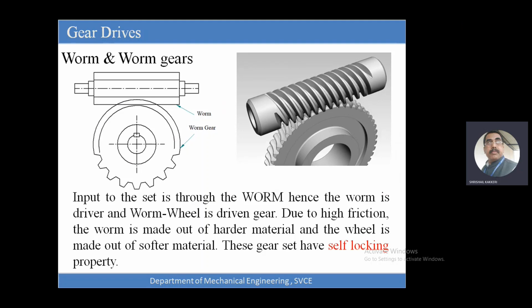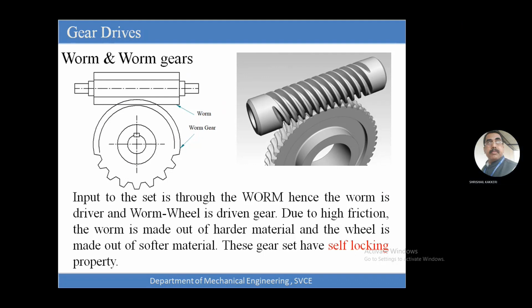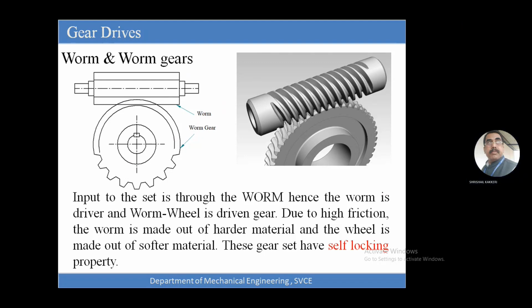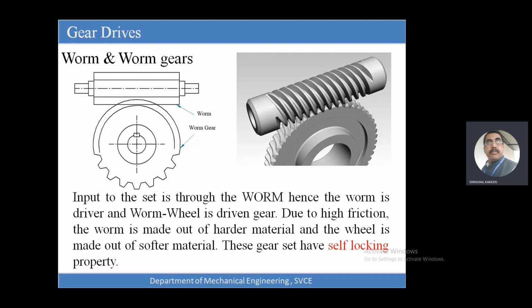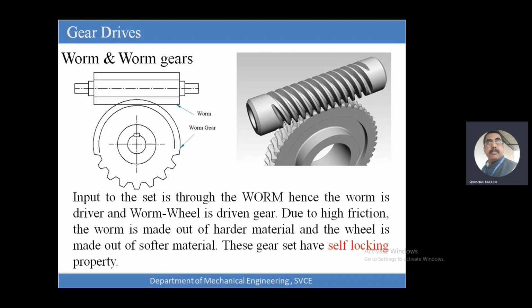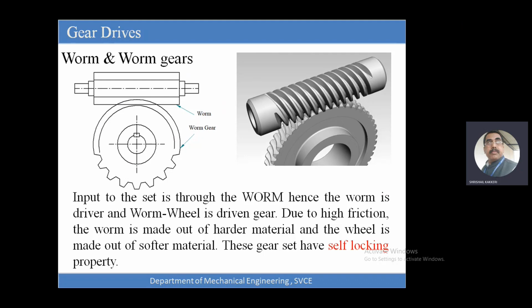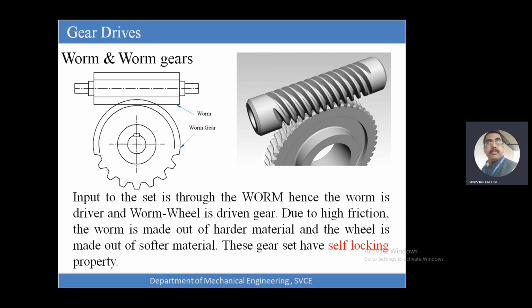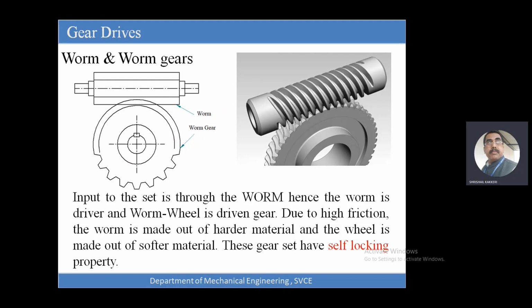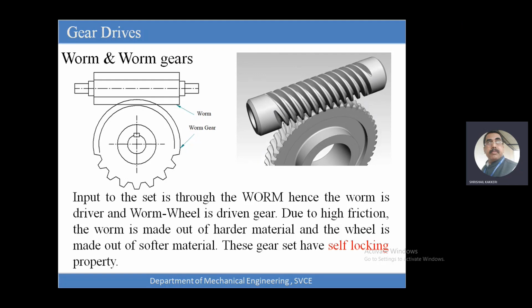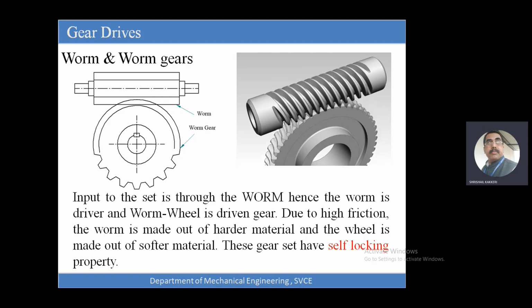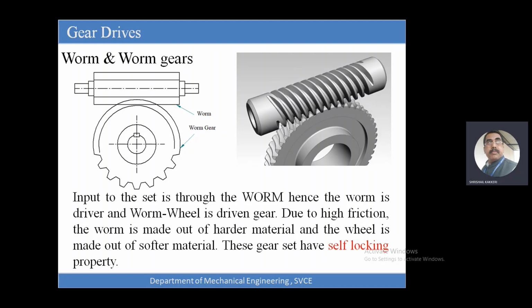Here the worm is always fixed on the driver, and the worm wheel will be fixed on the driven gear. These will be used for transmission of power, and at the same time they are preferred for self-locking, because these teeth make a self-locking among themselves. The worm will be made out of a harder material and the worm wheel out of a softer material like brass, bronze, copper and aluminum. Those will be used.